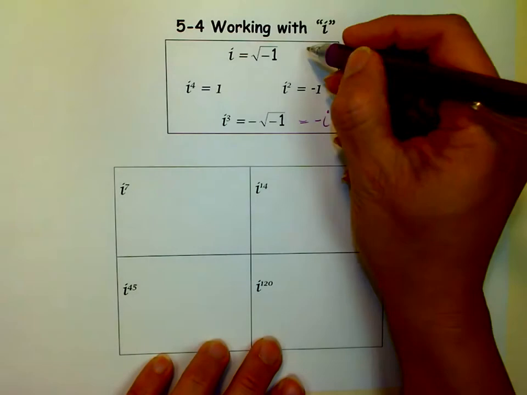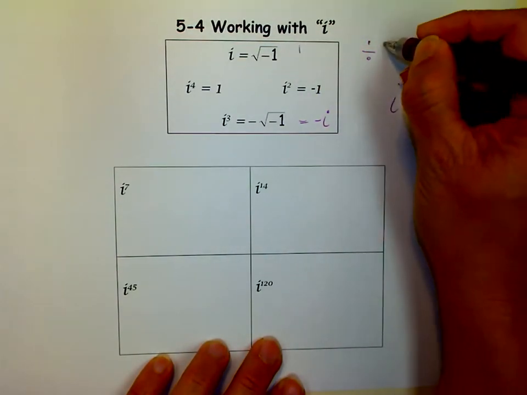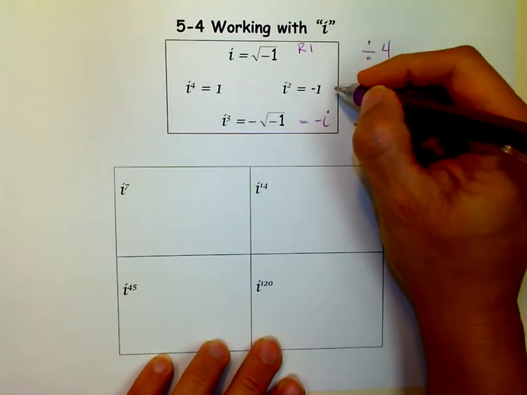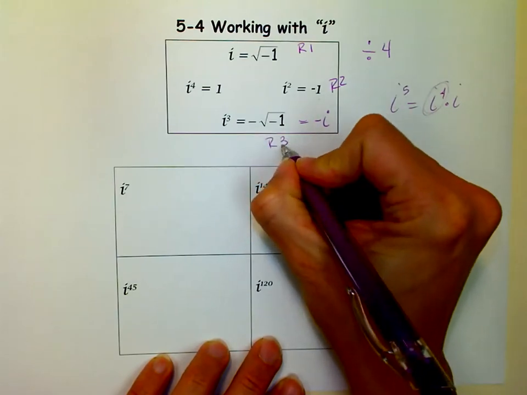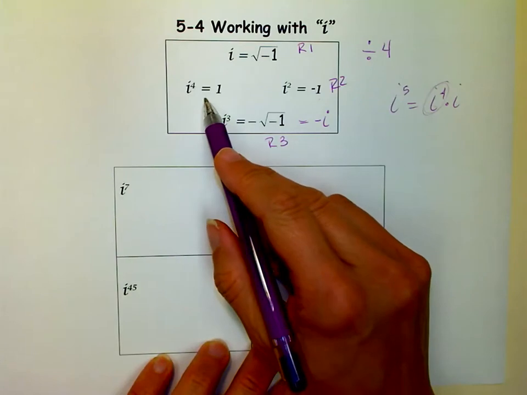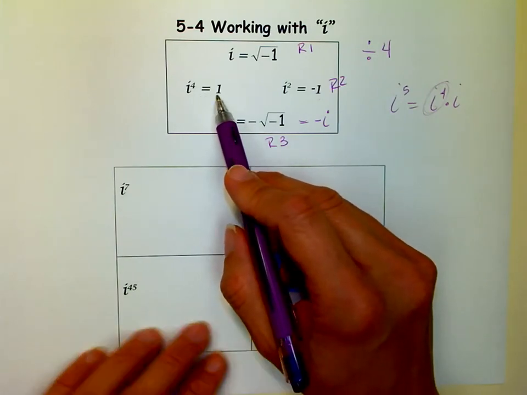So what I remember is that if I divide the exponent by 4, if my remainder is 1, I have an i. If my remainder is 2, I have a -1. If my remainder is 3, I have a -i. And if I don't have a remainder because the exponent was divisible by 4, I have a 1. So that's what I do.